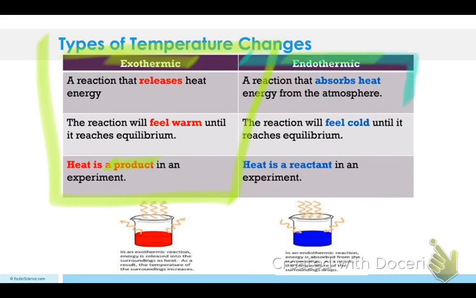Alright, going into the endothermic now. It's a reaction that absorbs heat from the atmosphere. The reaction will feel cold until it reaches equilibrium, so until that reaction has stopped. Heat is a reactant in an experiment, so you're going to have the heat at first, but it's not going to be the product. So in an endothermic reaction, energy is absorbed from the surroundings. As a result, the temperature of the surroundings drops.